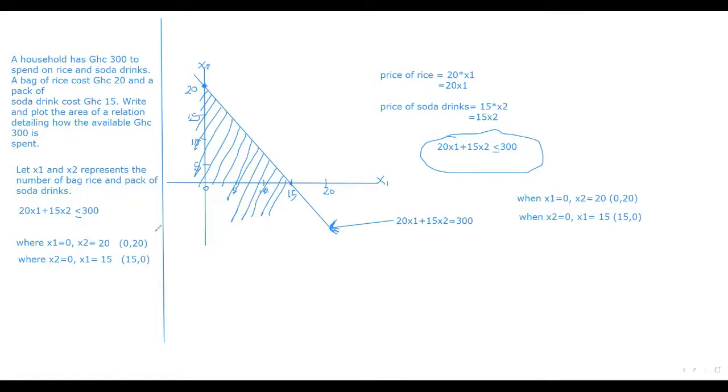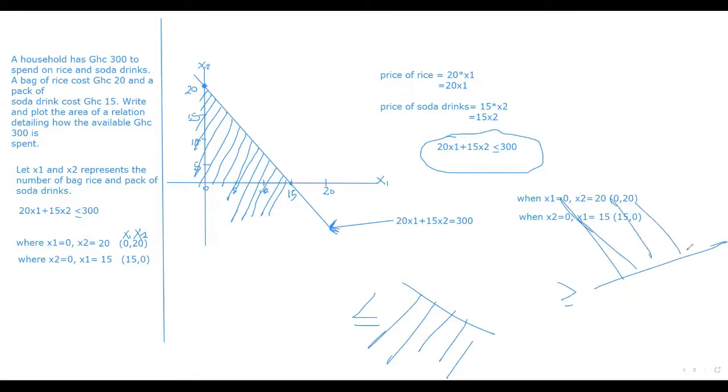This one is x1, this one is x2. So when x1 is 0, x2 is 20, it will be here. The second coordinate, when x2 is 0, x1 is 15, so that one will be here. Then you join the line, you draw it like this. The straight line will be the equal sign. Then with the linear inequalities, when we see less than or equal to, after drawing the line, you shade downwards. When it is greater than or equal to, after drawing the line, you shade what? Upwards. So that is what we've done here.